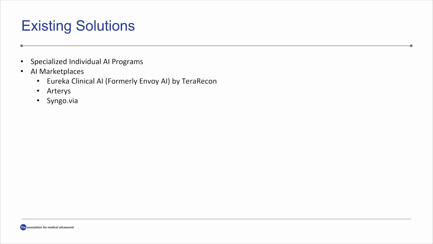That can be costly, and that can be difficult for an IT department to manage, because you can end up with multiple different applications, and finding ways to integrate them can be complicated. So what some of these bigger companies have found is that the ideal way to do this is through what are called AI marketplaces. Three of the big ones that I know of are Sinovia, Arterys, and Eureka Clinical AI. You may have heard this as Envoy AI, but this is TeraRecon's marketplace.